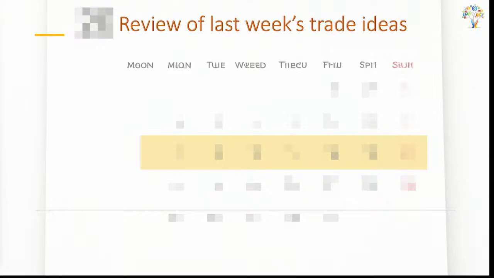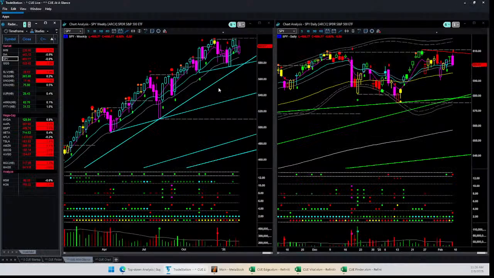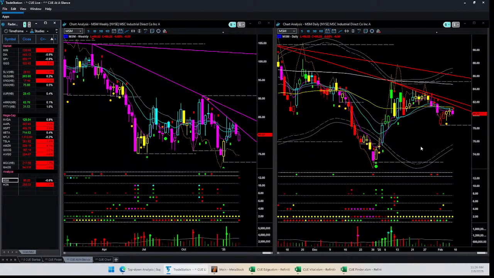I shared only one short idea last week, that was MSM. That was a 360-degree short idea. If you shorted it using intraday charts, you could probably book some profit on Monday. So I identified the short setup on this day for MSM. That was a flow trend following short setup. Monday it gapped down and it recovered, not different from how the market moved, and then on Friday it fell down again with a bearish flow signal.